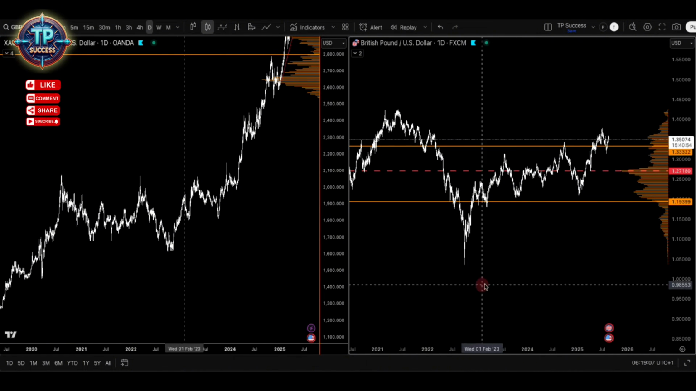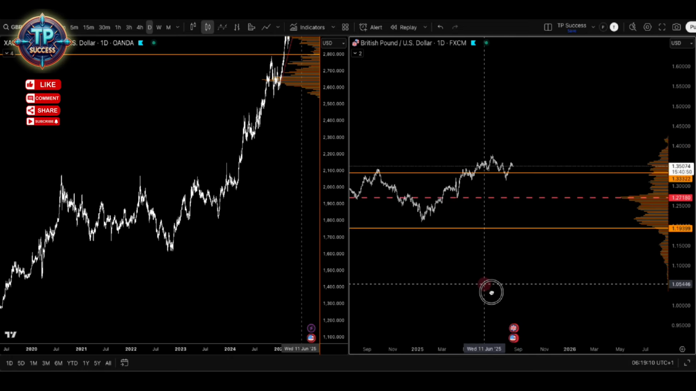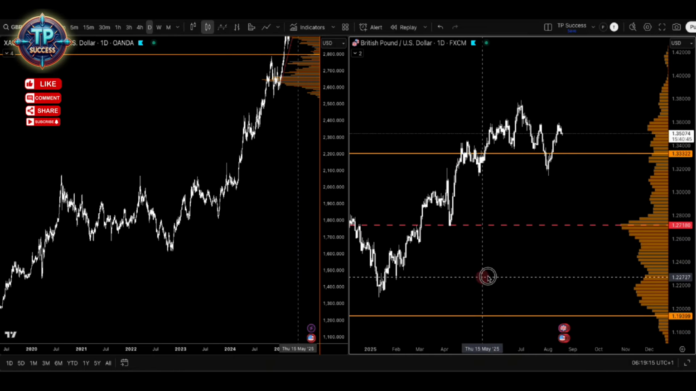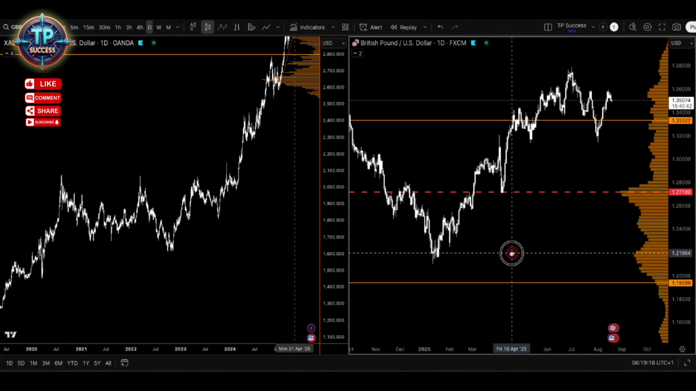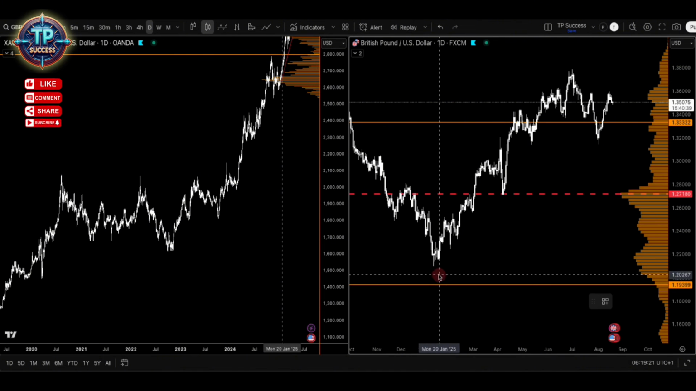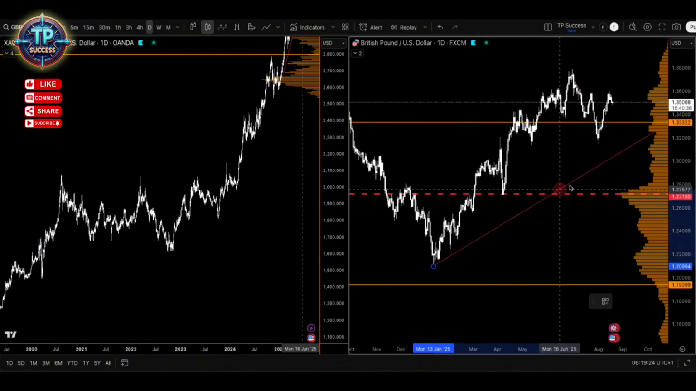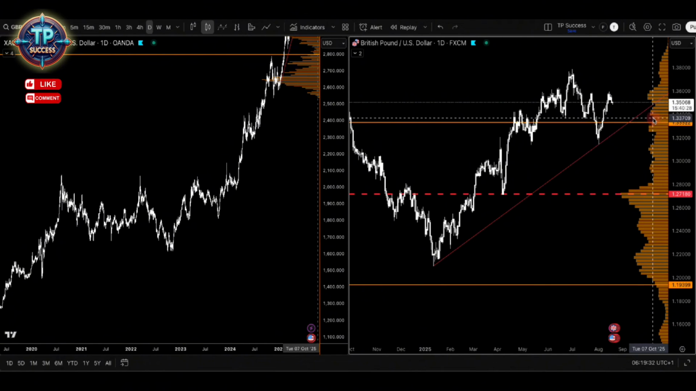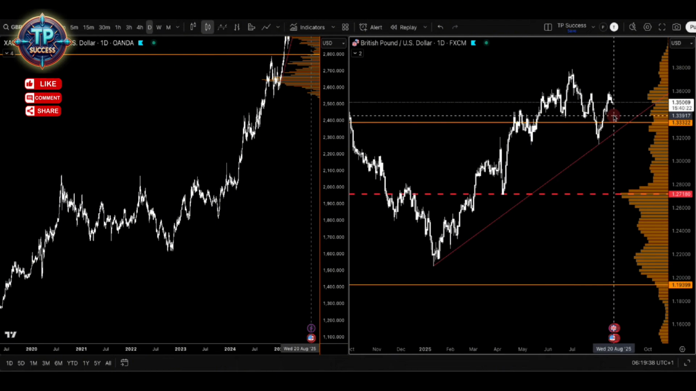And obviously now we're going to be looking at this properly. Okay, so there's a bunch of low volume nodes in this area up here. So we have a low volume node at 1.339. I like that number, right? And the value area high of 1.333. I like that number too.